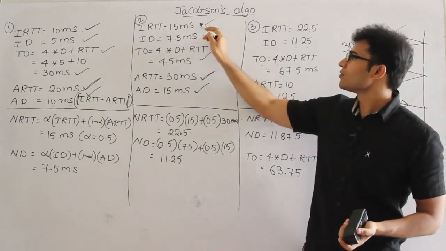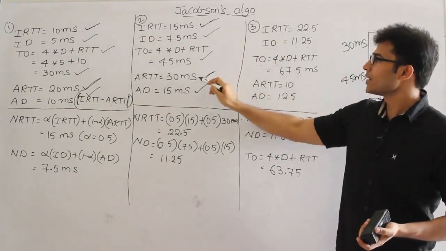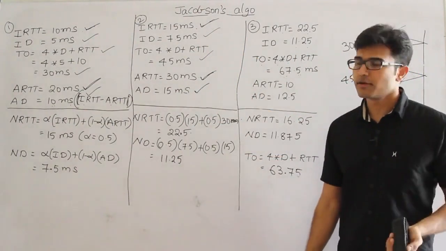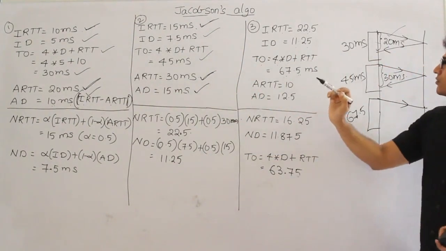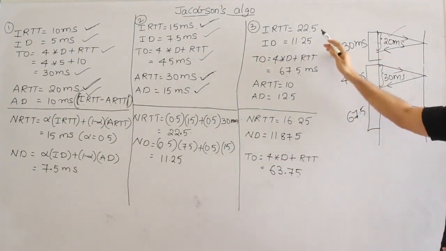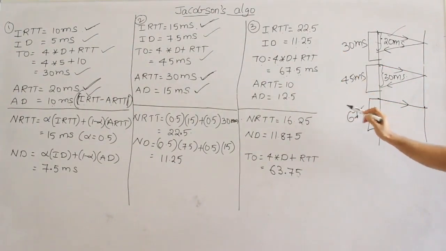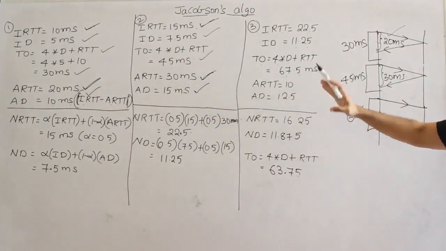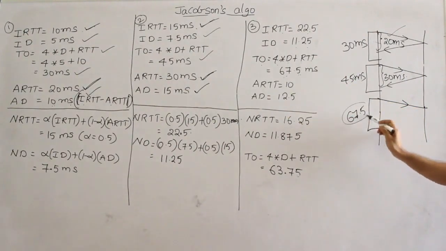And then I expected that it would come in 15 milliseconds, but it came in 30 milliseconds. Again it is showing an increase in the traffic. And then I expected that it would come in 22.5, so that is why the next one is 67.5. So as the traffic is increasing, the timeout is going to increase, right?